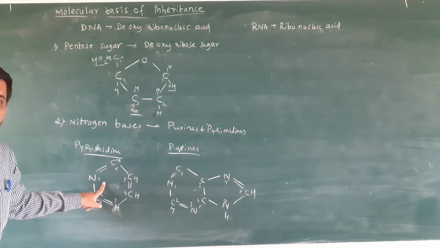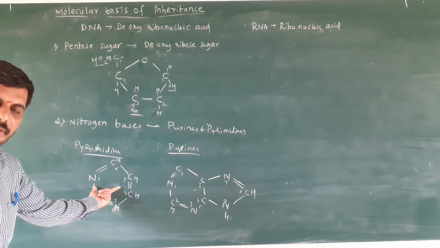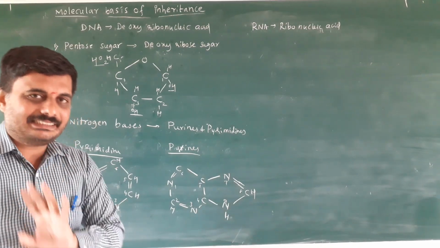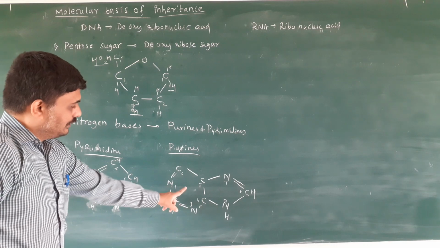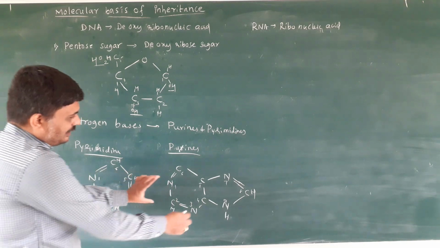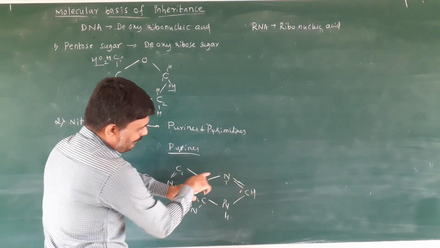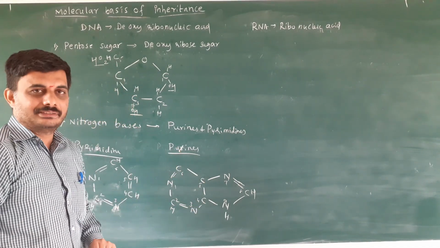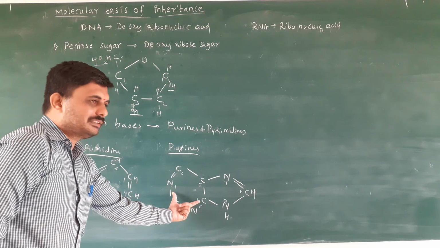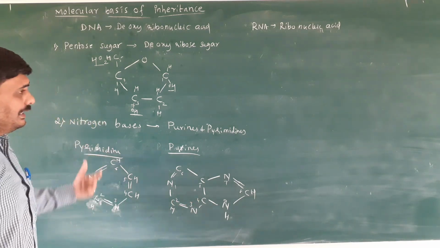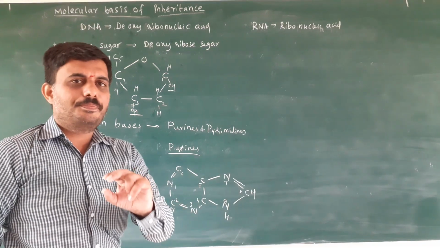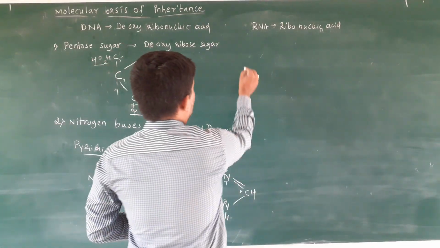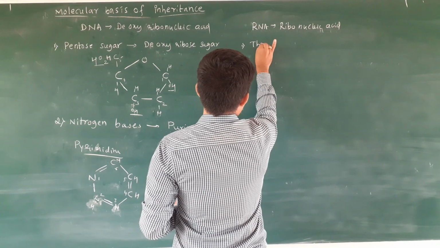This is the basic structure of purine. Pyrimidines are single ring structures, whereas when the imidazole ring is attached to the pyrimidine, it will become purine. So in DNA, there are two pyrimidines present and two purines present. Those are, the first one, thymine.